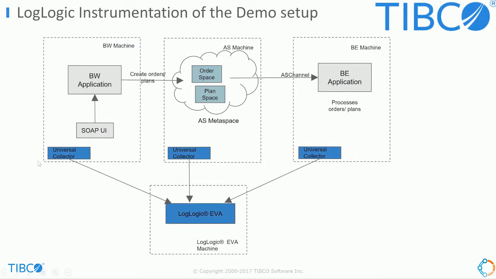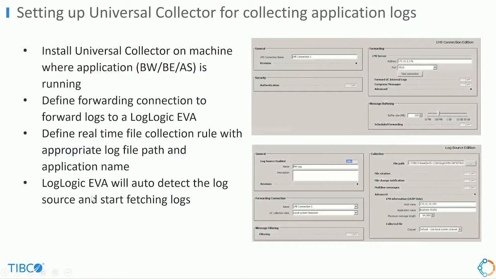In this demo, we will utilize Universal Collector to subscribe to the log files for each of these applications. Universal Collector is a lightweight agent that allows you to subscribe to log files, format them, tag them, and send them securely and reliably to an upstream LogLogic appliance. The configuration of Universal Collector is very easy and straightforward. You just define what the upstream LogLogic appliance should be and which log you want to subscribe to on this file system. You can then also tag it with a name string so that it's easier to be identified and consumed by the LogLogic appliance.